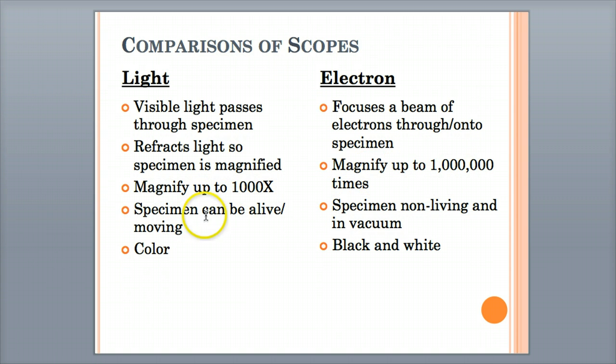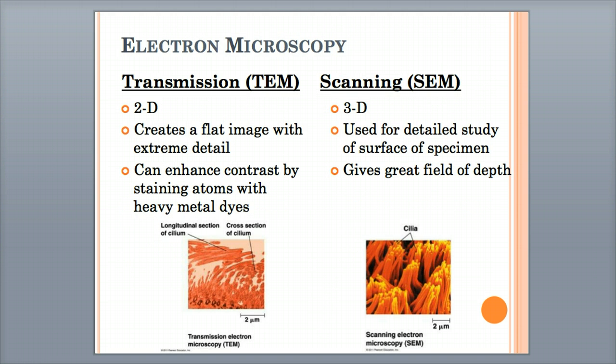In light, the specimen could be alive or moving. For an electron microscope, it has to be non-living or in a vacuum. With light, you can do color, and with electron, you primarily only get black and white. The two types of electron microscopes are transmission electron and scanning electron. So they call them TEM and SEM.